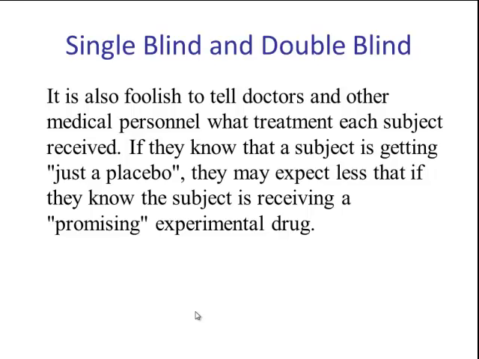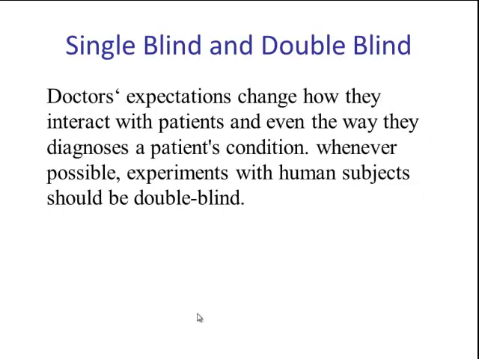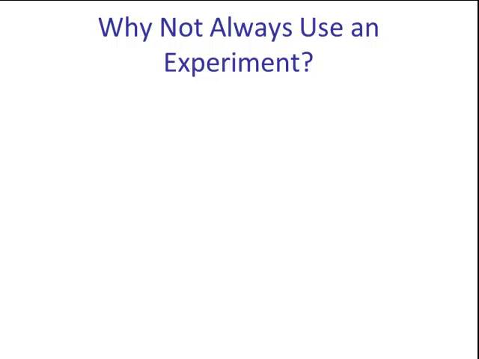If they know that the subject is getting just a placebo, they may expect less than if they know the subject is receiving a promising experimental drug. Doctors' expectations change how they interact with patients and even the way they diagnose a patient's condition. Whenever possible, experiments with human subjects should be double-blind.